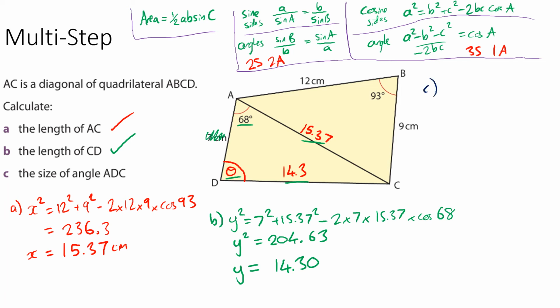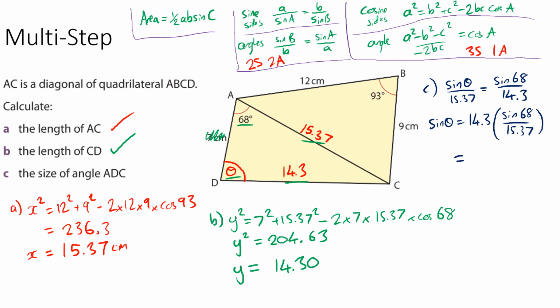So for C, we use a sine rule, and we use the version where we want to find angles. So we'll have sine theta over 15.37 is sine 68 over 14.3. And then remember, to do this, we want to multiply. So we're going to need to do 14.3 times sine 68 over 15.37, which is going to give us 0.863 dot dot dot.